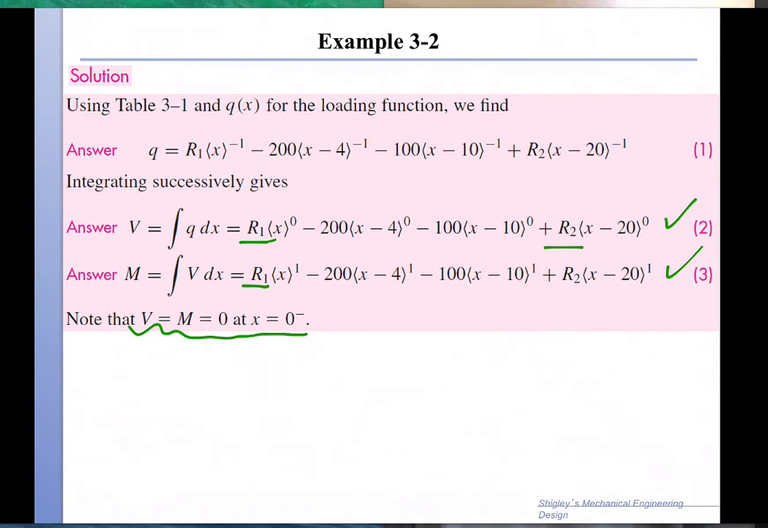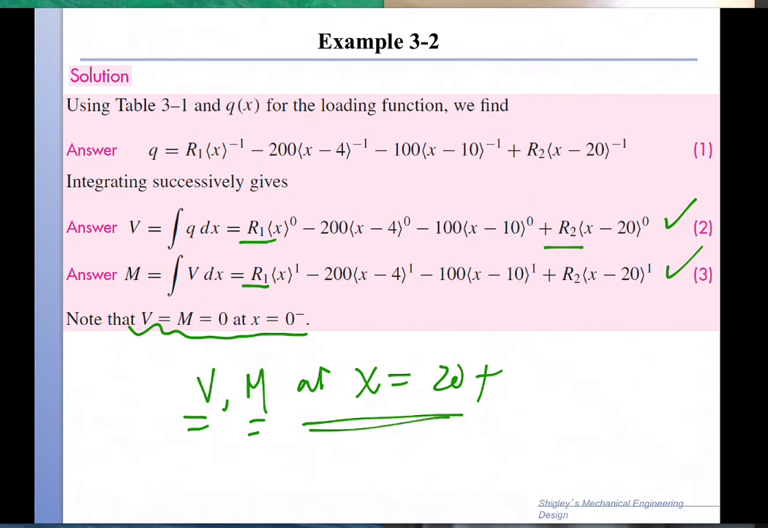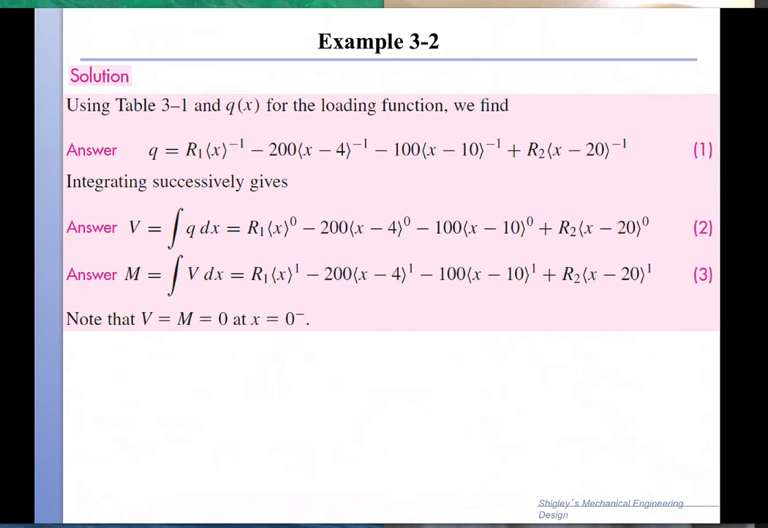But if we consider V and M at x equals 20 plus, meaning just a little bit outside of 20, then they should also be 0 because the beam has now ended, and then we don't have a moment or a shear force. So we're going to apply this condition. We set x equals 20 in these 2 equations, use the condition that V equals 0 and M equals 0, and solve for the 2 unknowns that we require here. So we do that.